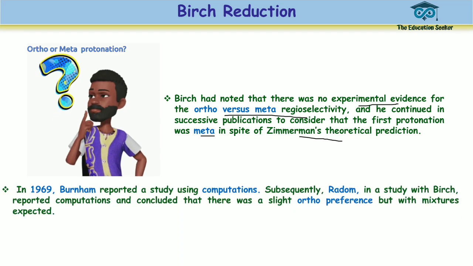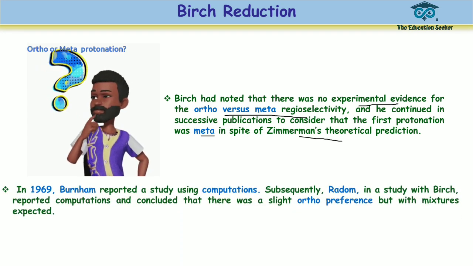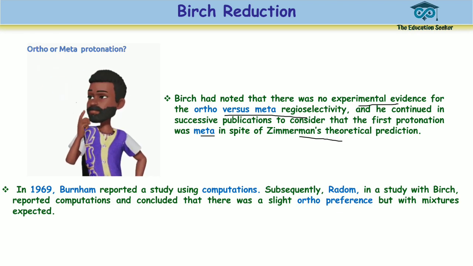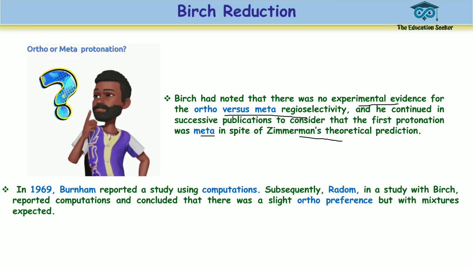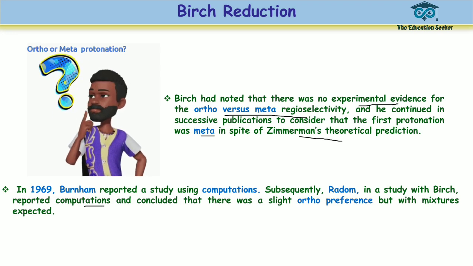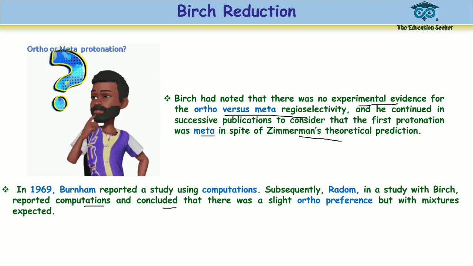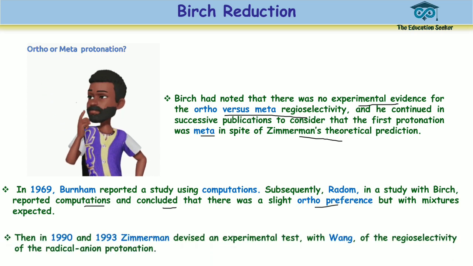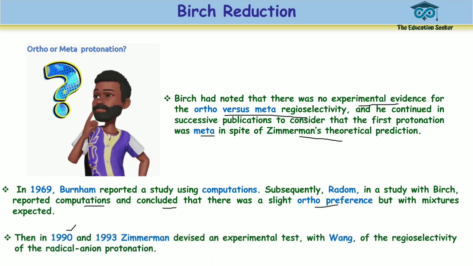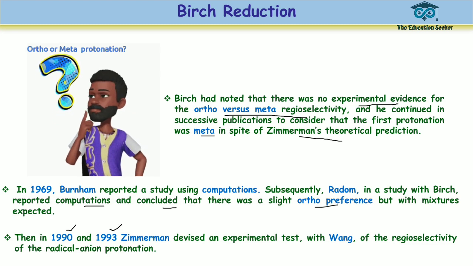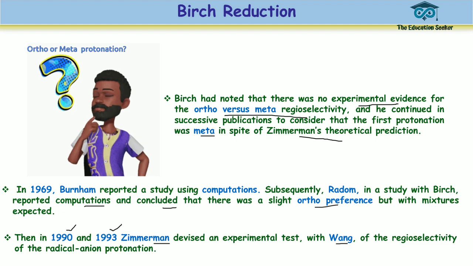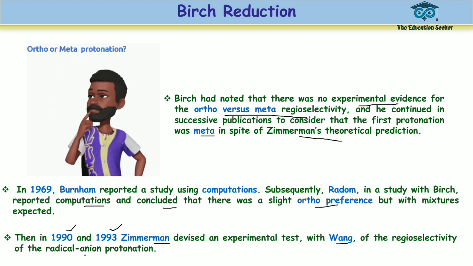But in 1969, Burnham reported a study using computations. Subsequently, Radom, in a study with Birch, reported computations and concluded that there was a slight ortho preference but with mixtures expected. And then in 1990 and 1993, Zimmermann devised an experimental test with Wang of the regioselectivity of the radical anion protonation.